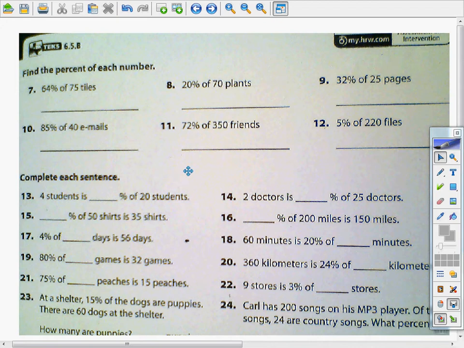They should have at least done 7 through 12 because we worked on those together, and maybe 13 through 16. But I'm going to break down each section because yes, it's one sheet, but they're asked to do 3 different things within the whole worksheet. So let's take a look at what they're going to be asked to do first.